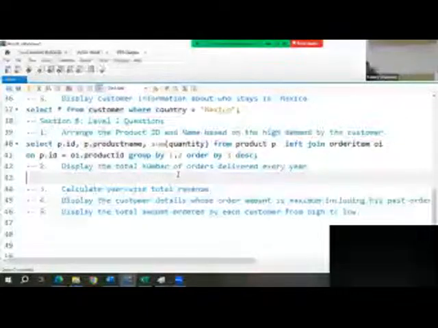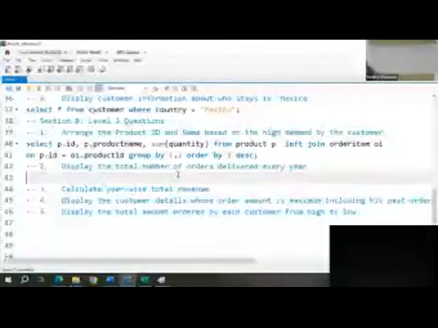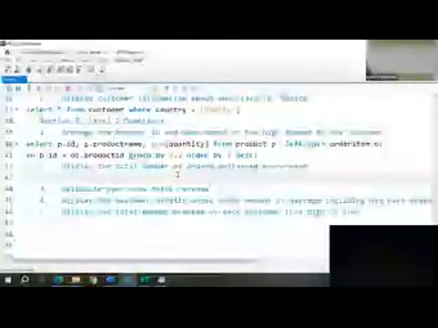Year wise total revenue. After we complete the second question, we'll go into a slightly different topic and then come back here, because then this will become a little monotonous.